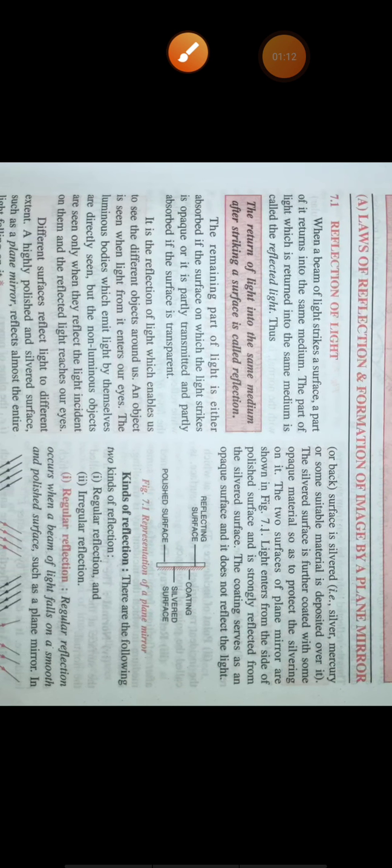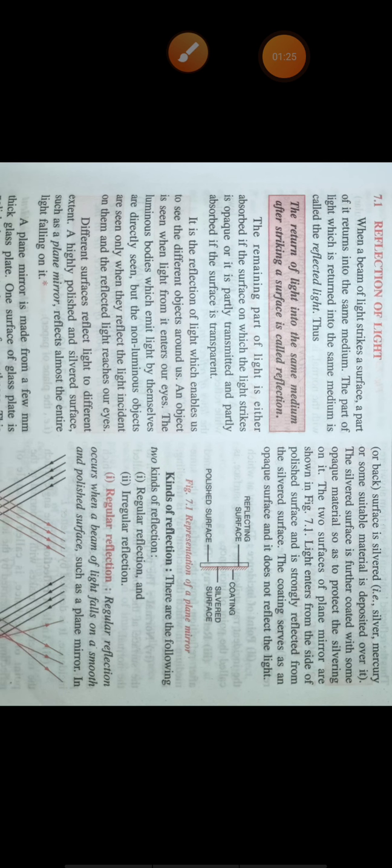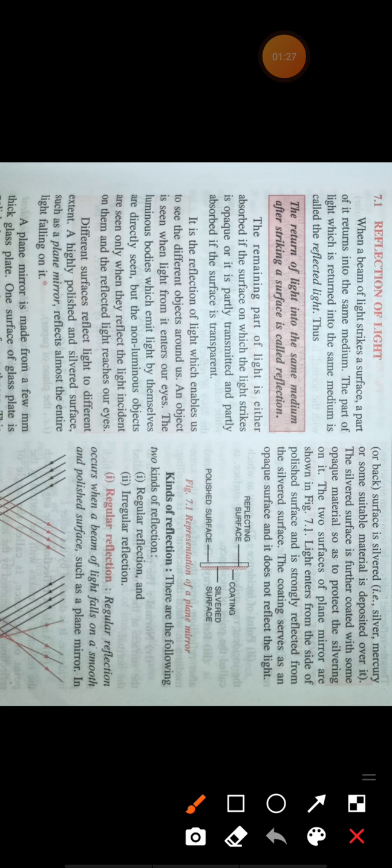So what is the use of reflection of light? Due to the reflection of light, we can see the things around us. It enables us to see the different objects around us. So for example, how can you see an object?